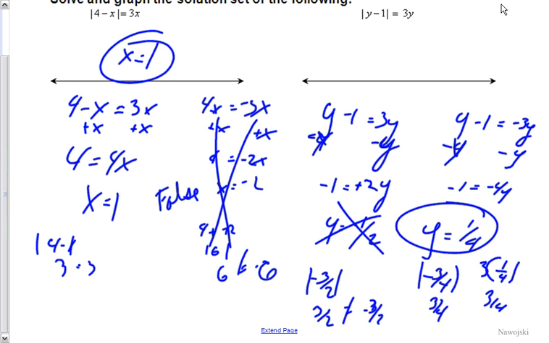So one of the biggest things we have to do is check, check, check. Procedurally again, isolate your absolute value, split it into 2 sections, solve both of those, and then check it.